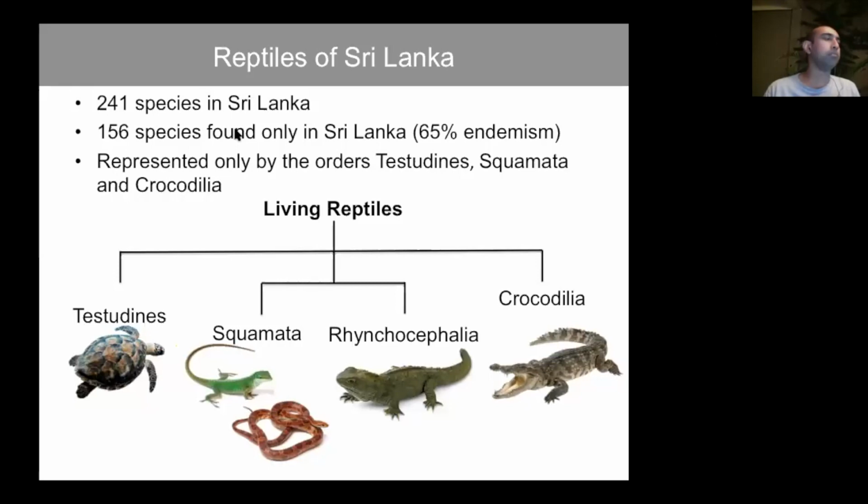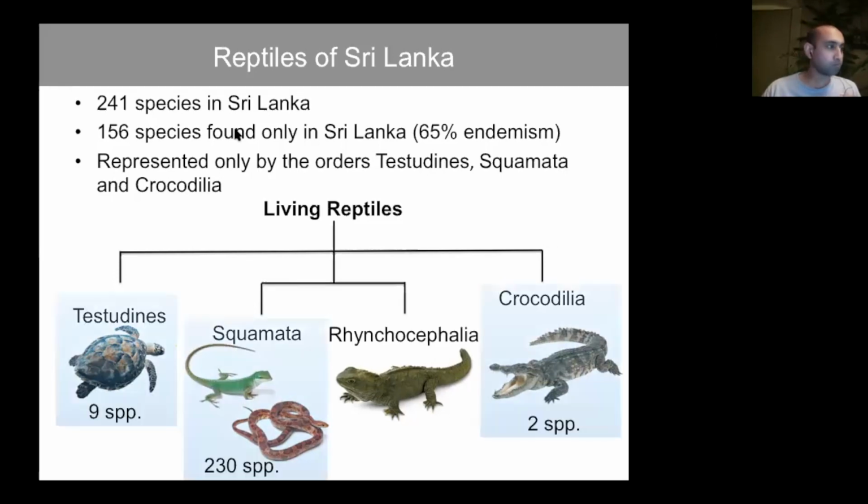When it comes to reptiles, Sri Lanka is blessed, right? We have 241 species of reptiles, and it's counting. Like 2 weeks ago, 2 new species of geckos came out, right? So among these 241 species, 156 species are found only in this country. So that's about 65% endemic.